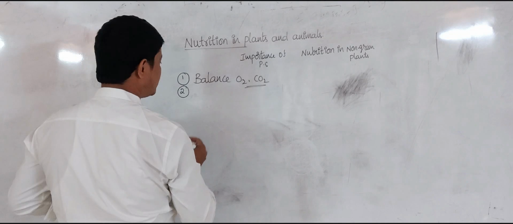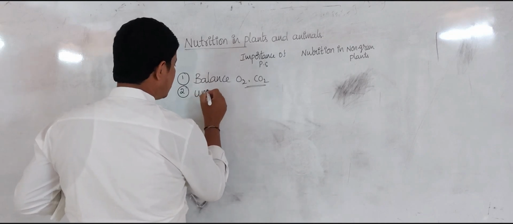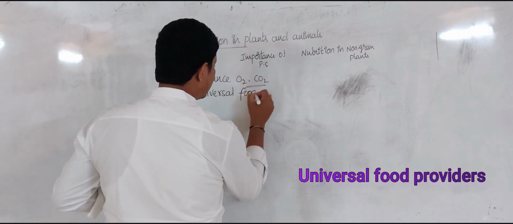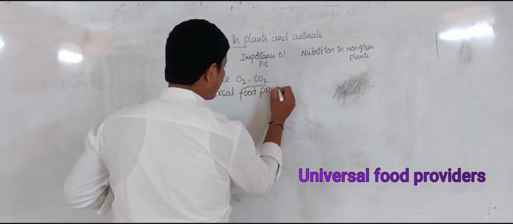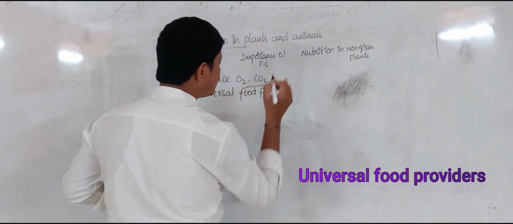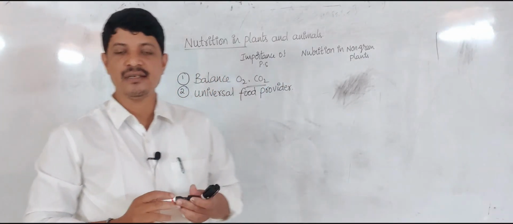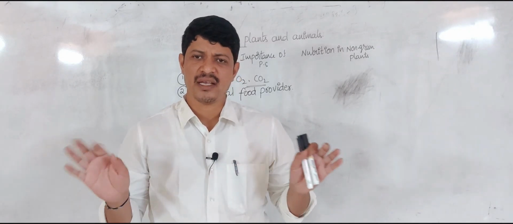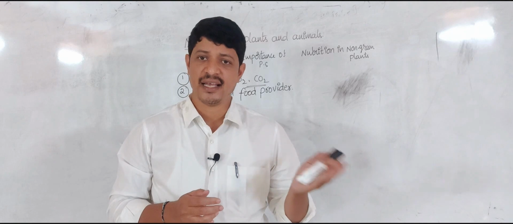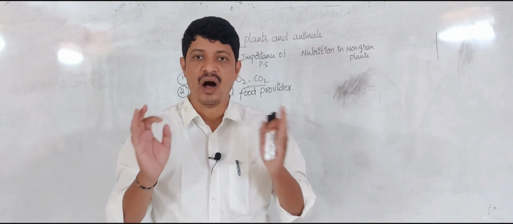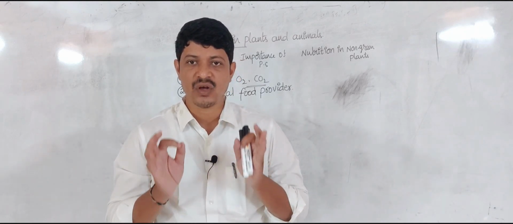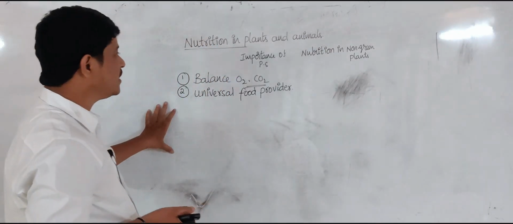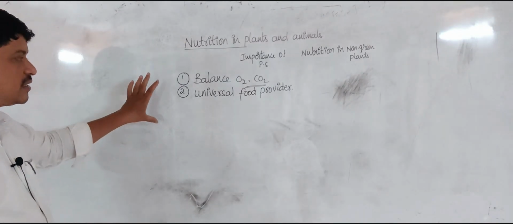All these plants are actually known as universal food providers. Universal food provider means it provides food to all the remaining organisms, either directly or indirectly. All the organisms depend on the plants for food. So this is about the importance of photosynthesis.